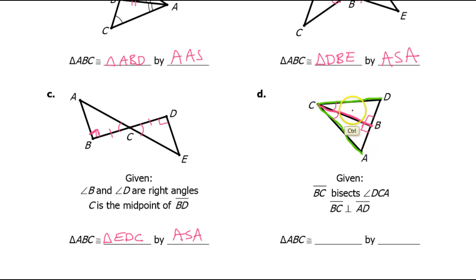Now, because of the reflexive property, the shared side, CB, is congruent to CB. So we can mark that. That gives us angle, side, angle: two angles and the side in between. So triangle ABC is going to be congruent to triangle DBC.